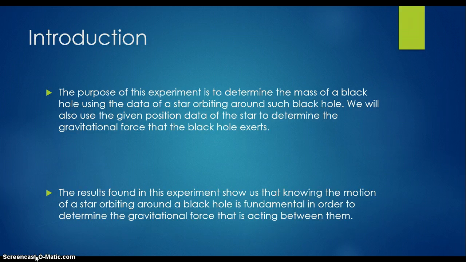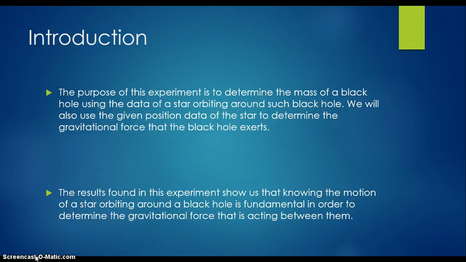The purpose of this experiment is to determine the mass of a black hole using the data of a star orbiting around such black hole. We will also use the given position data of the star to determine the gravitational force that the black hole exerts. The results found in this experiment show that knowing the motion of a star orbiting around a black hole is fundamental in order to determine the gravitational force that is acting between them.